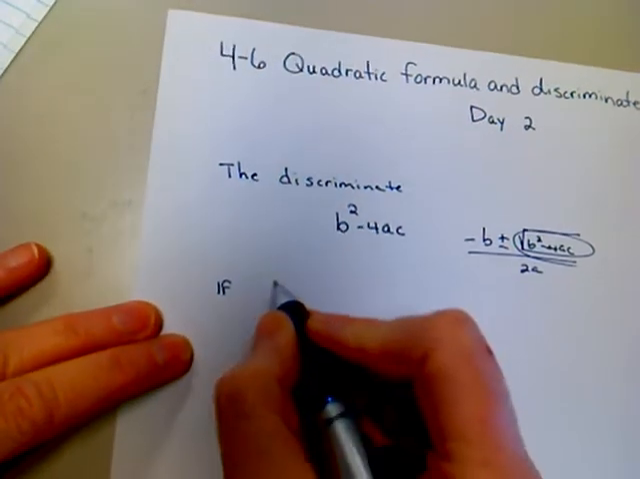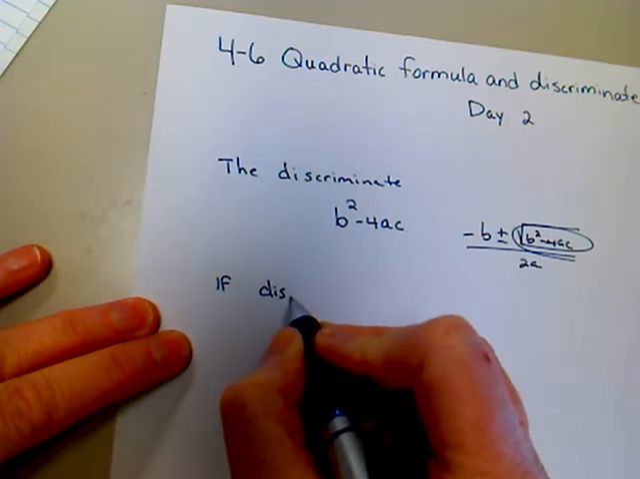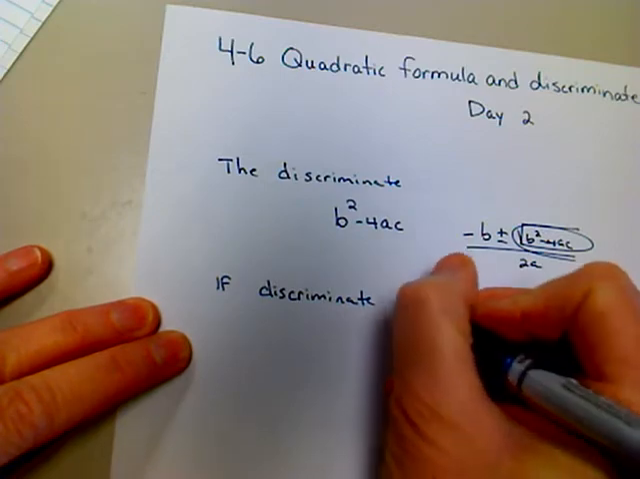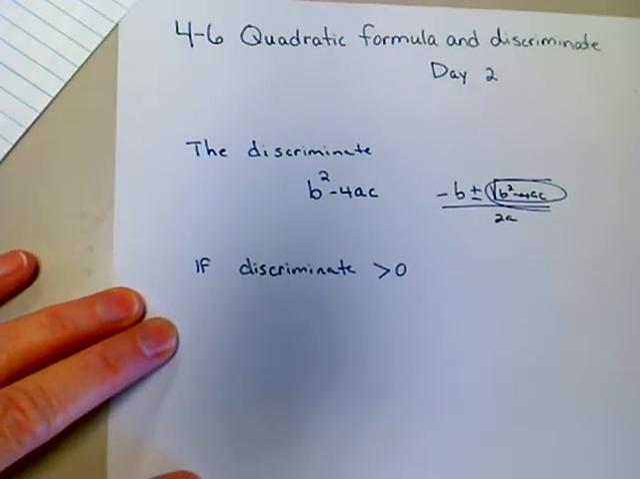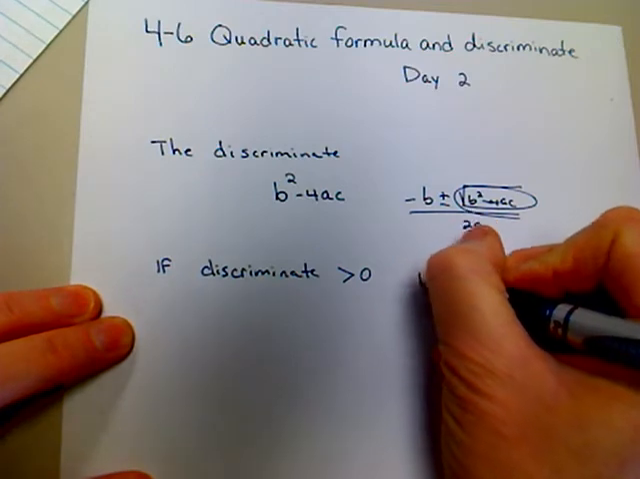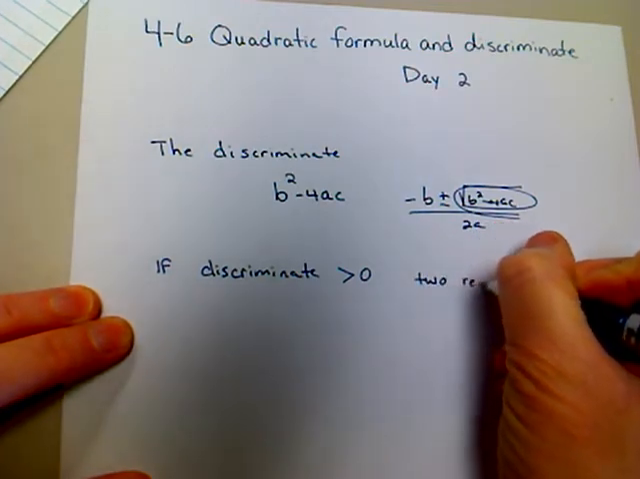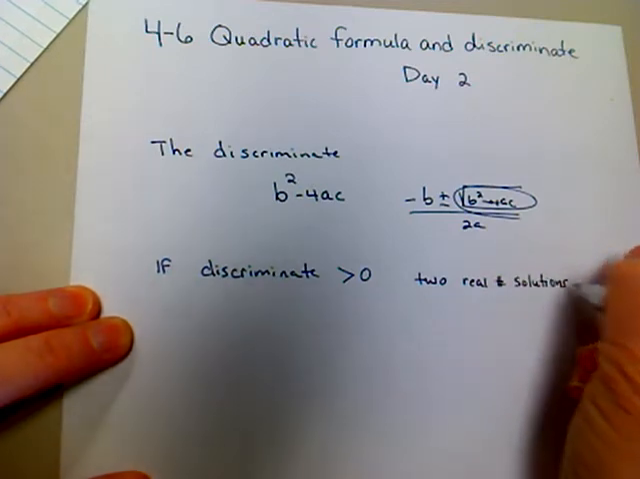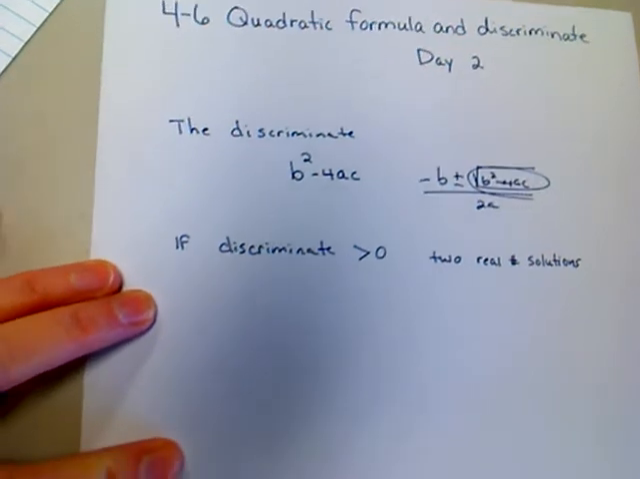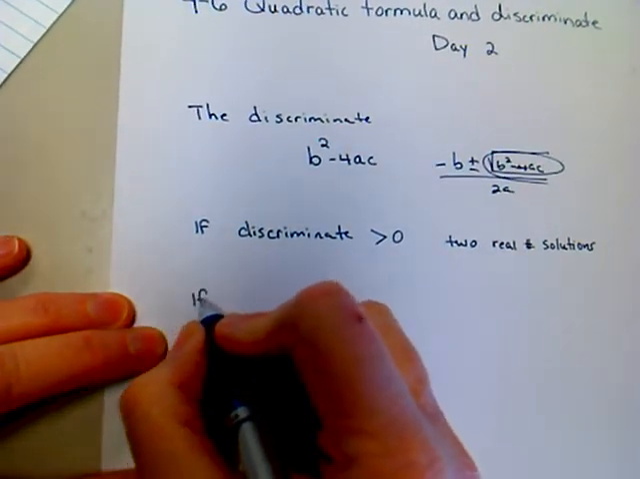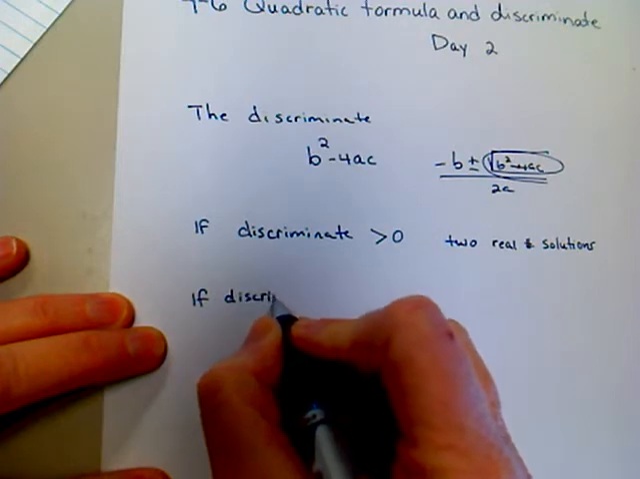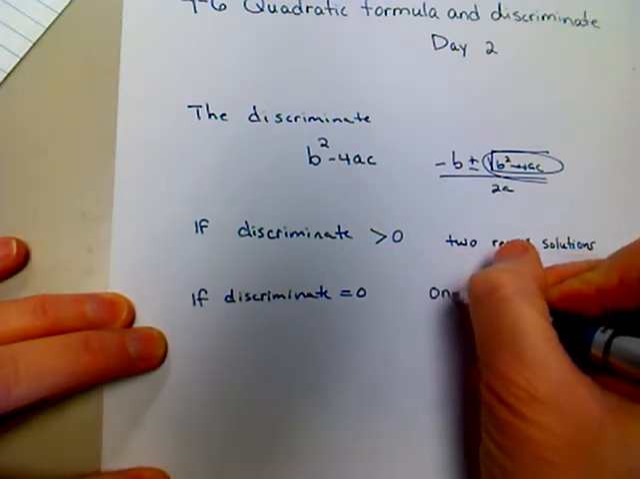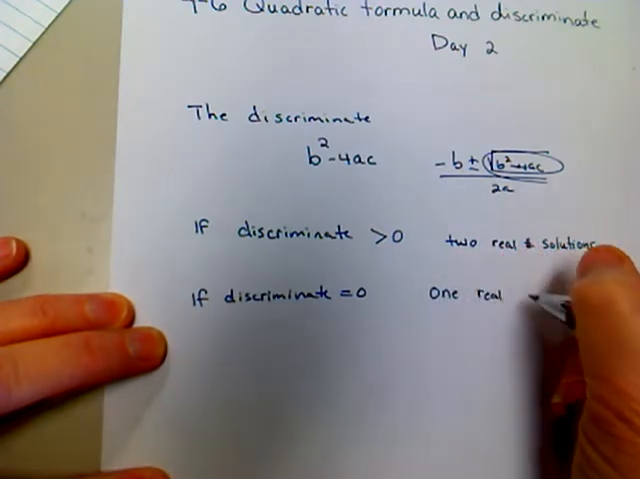If the discriminant is greater than 0, okay, then that means you have two real number solutions. And I am going to be asking you this on the test. Okay, so make sure you understand this, and if you don't, ask. If the discriminant equals 0, then you have one real number solution. It just means it crosses the x-axis.